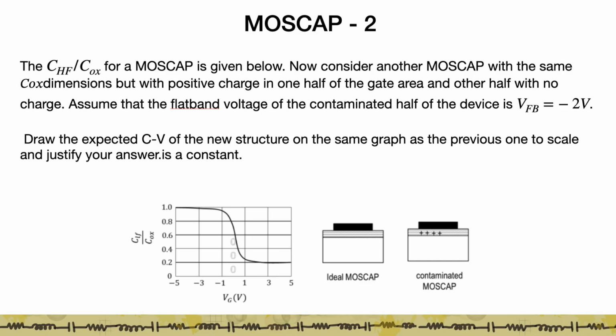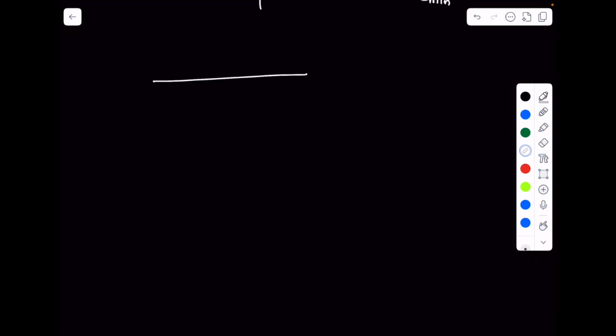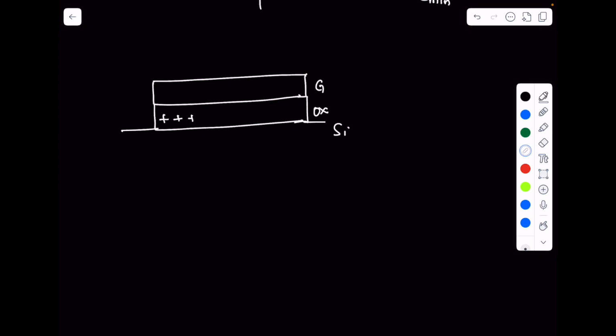So let's think about what's happening in this device. Suppose I have a new device, and this is my oxide, this is my gate, and this is my silicon. Now I only have positive charges in this half of the gate, right? So if I look between the gate node and the substrate node, I can think of this as two capacitors, each of half the area. So this is some C1 capacitor, this is C2 capacitor, this is CA by 2, this is CA by 2.